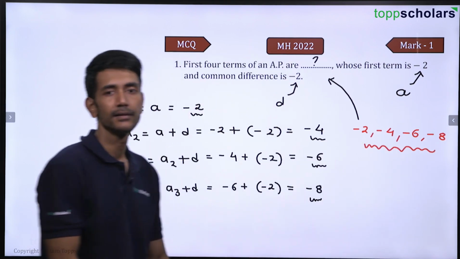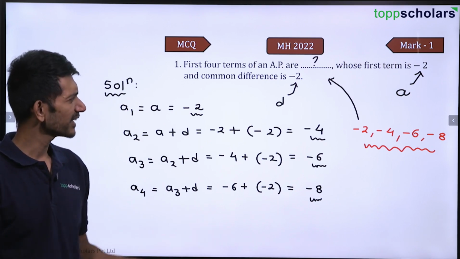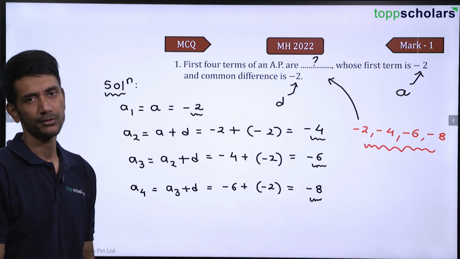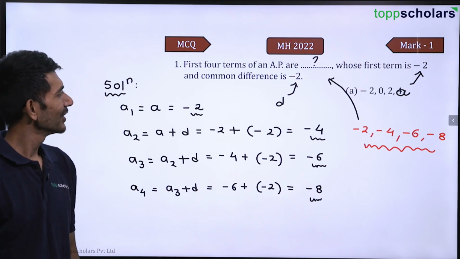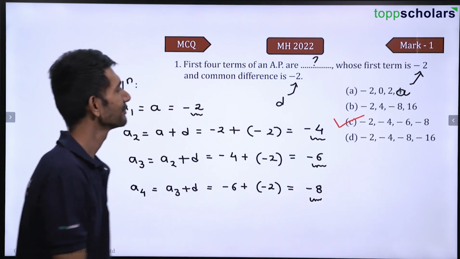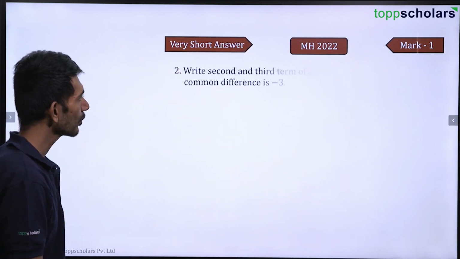Right? Easy, isn't it? Very straightforward. You could have done it orally also, but it's better to write down all the steps. Now you know the answer. Option C is correct, right? Okay. Let's have a look at one more question.